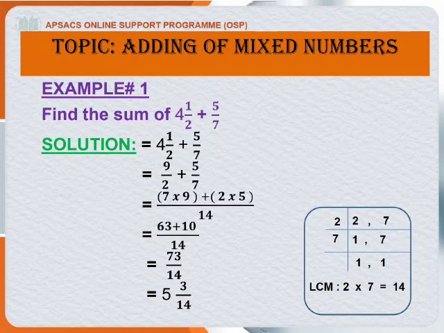The next step. 7 9s are 63 plus 2 5s are 10. Next step. We will add 63 plus 10. 73 out of 14. This is an improper fraction. So change into a mixed number by dividing. Answer, 5 whole number 3 out of 14.